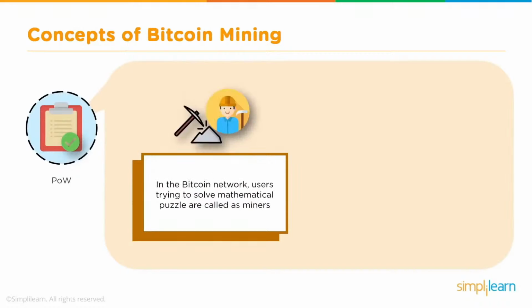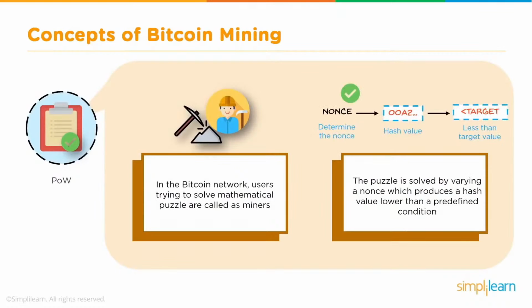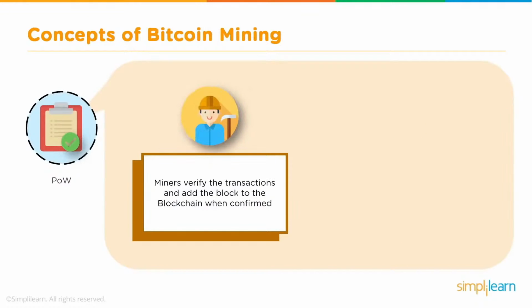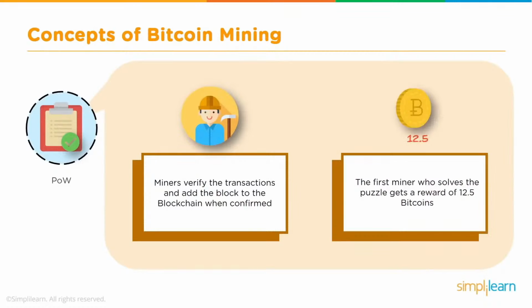Now, in the Bitcoin network, users trying to solve the mathematical puzzle are called miners. The puzzle is solved by varying a nonce which produces a hash value lower than a predefined condition, which is called the target. Miners verify the transactions and add the block to the blockchain when confirmed and verified. As of today, the miner who solves the puzzle gets a reward of 12.5 bitcoins.